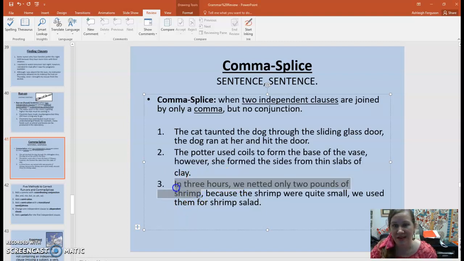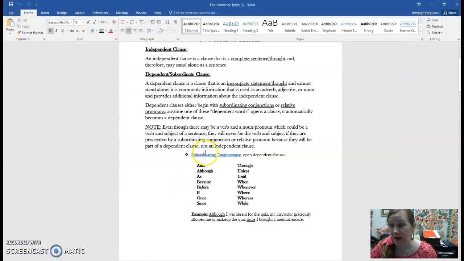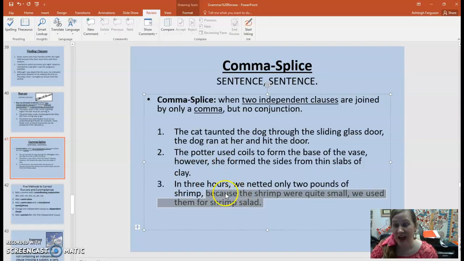We have first this independent clause. In 3 hours, we knitted only 2 pounds of shrimp. Okay, so that's one sentence. And then we have our second sentence. Now, this is a complex sentence. We open up with because. Remember, because is one of those subordinating conjunctions listed right here. That automatically makes it a dependent clause. So right here, we have because the shrimp were quite small, comma, we used them for shrimp salad. So this is the dependent clause attached to an independent clause because it has the subject and the verb.